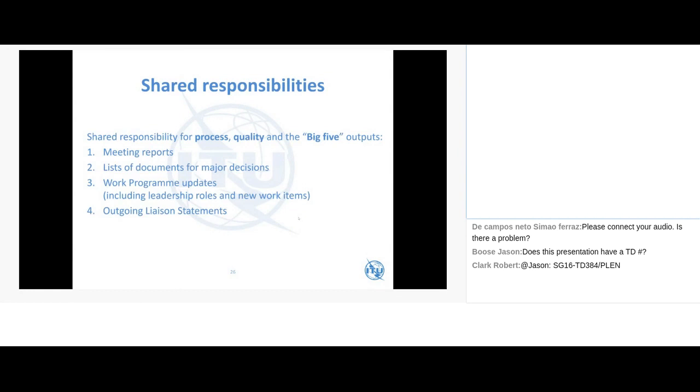You would typically generate outgoing liaison statements. It's important as an outcome of a meeting to communicate what's needed. And finally, plans for the future study group, working party, and other interim events.